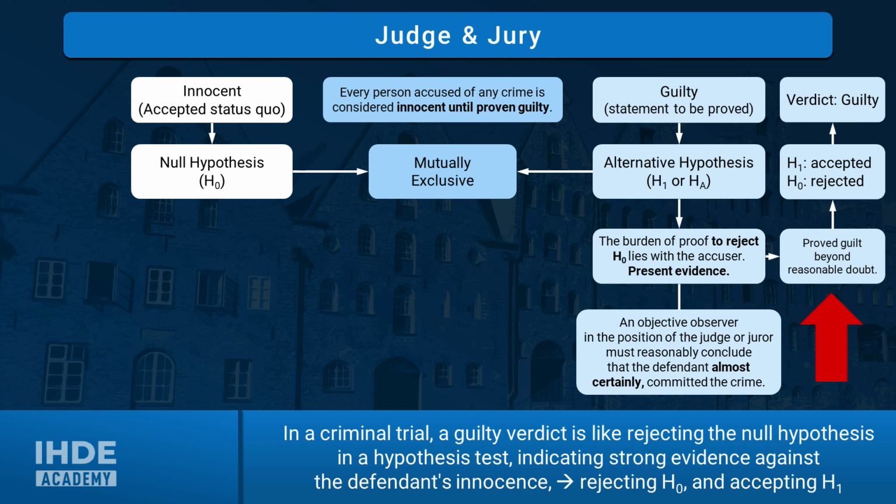Now let's look at the other case. If the prosecutor fails to present sufficient evidence of guilt, the presumption of innocence continues to apply. Consequently, the verdict is not guilty. So the prosecutor failed to reject the null hypothesis of the presumption of innocence.